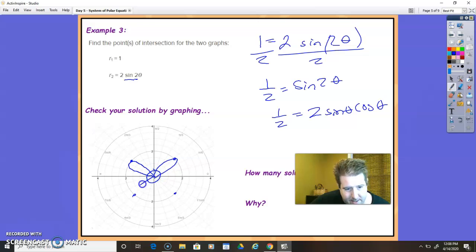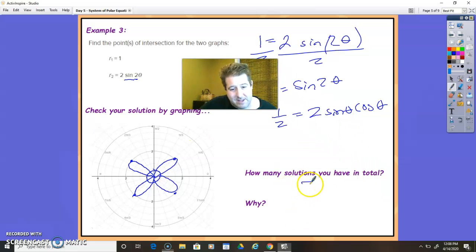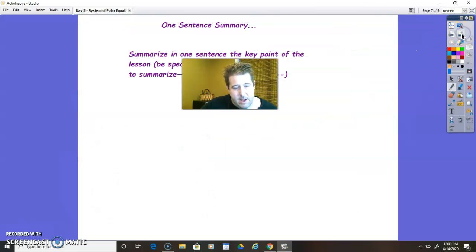If you put it in a calculator, you'll see that it looks the same as what I'm making. And that's the way you can kind of check yourself, since I couldn't check it algebraically. Now, how many solutions does this have? This has 8 solutions, because all 4 of these petals are actually going to hit that center circle twice each. So it has a grand total of 8 solutions.